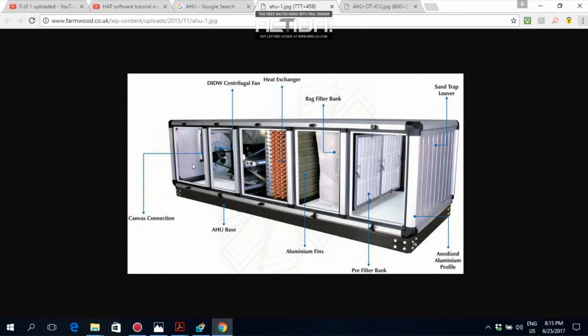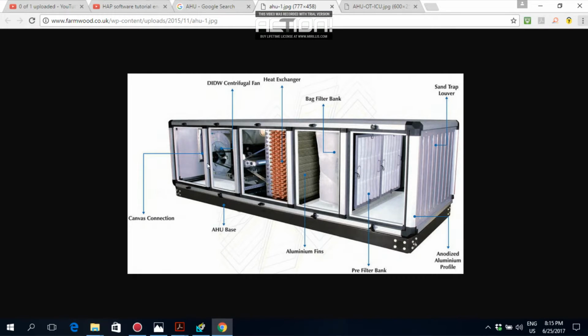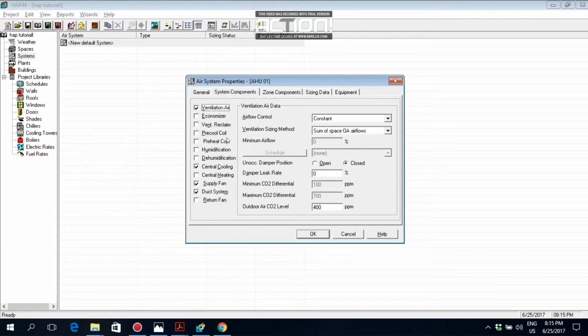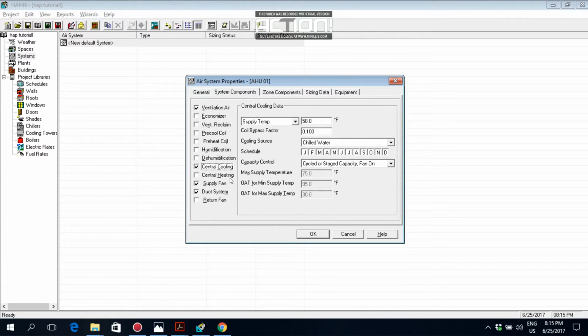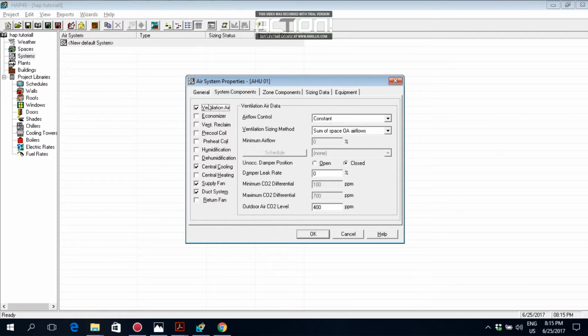Here there is a supply fan, DIDW centrifugal fan, and there will be a duct system. Of course, if you are considering an air handling unit, it is going to be connected with the duct system by which the air is going to spread throughout the whole office area, whatever the area it is designed for. So it also includes the duct system. So now this is the ventilation air, central cooling, cooling coil information, supply fan, and duct system. This is what system components means. Now see one by one. Ventilation air, you are not going to change anything here.